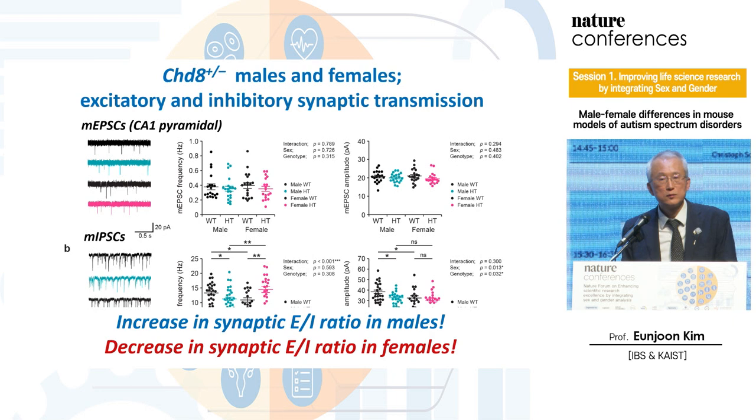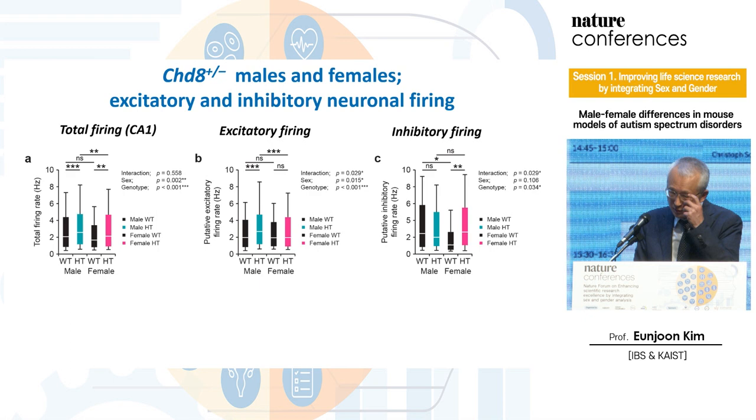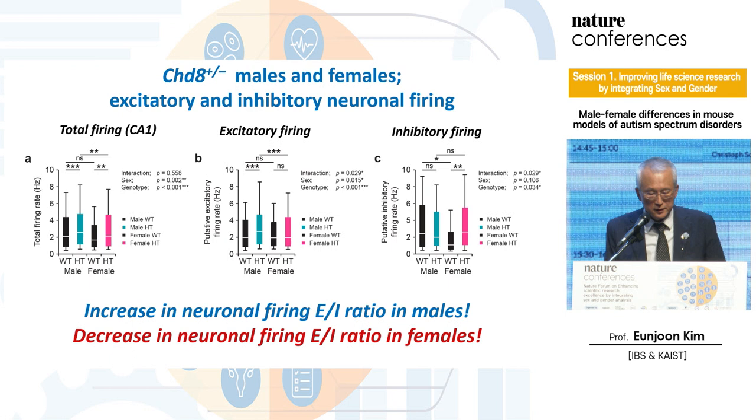We also measured the neuronal firing in live mice, and we saw a similar increase in the neuron firing in both males and females. But this increase in the male was specific to excitatory neuronal firing, but the female increase was specific to inhibitory neuronal firing, suggesting that, again, there are distinct changes in neuronal firing in males and in females.